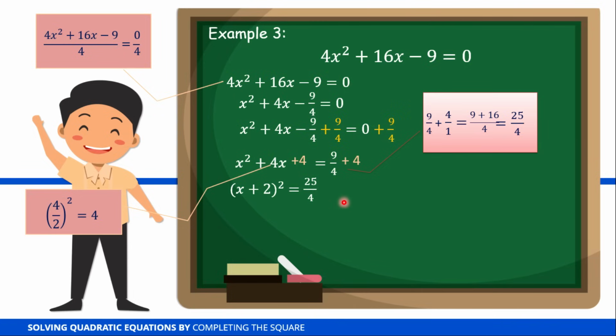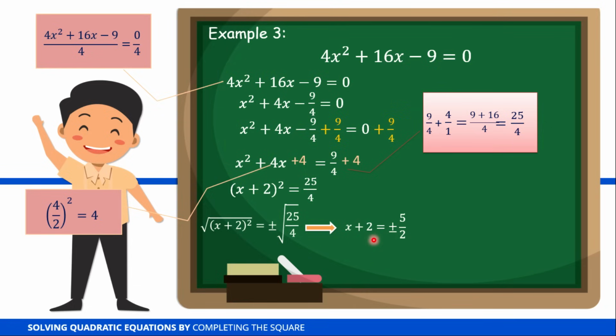Now, our next step is to apply the square root property. Get the square root of both sides of the equation. The result, when we take the square root of quantity x plus 2 squared, is x plus 2, with the positive negative sign. Now, how do we get the square root of a fraction? Simple, you get the square root of 25, the answer is 5. The square root of 4, the answer is 2. So we have positive negative 5 over 2.